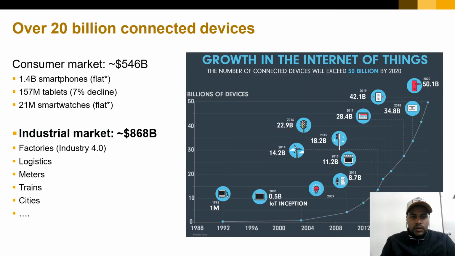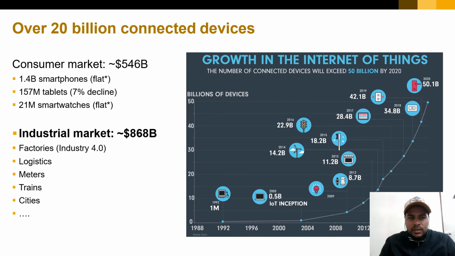So what is IoT? IoT is when different devices are connected and we can communicate with them. It's called the Internet of Things, or IoT. We have increasing numbers of devices, almost 20 billion connected devices at present, and the capacity is increasing day by day.